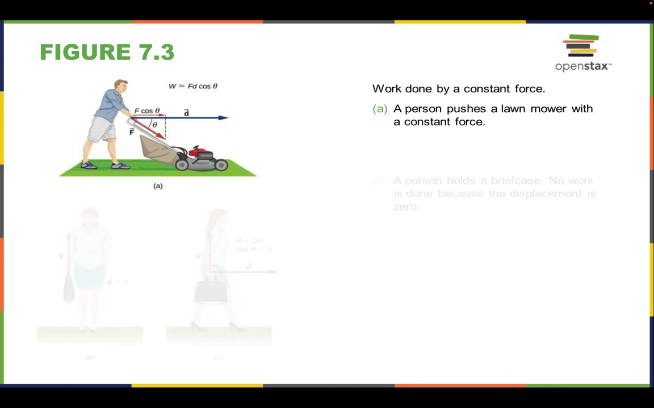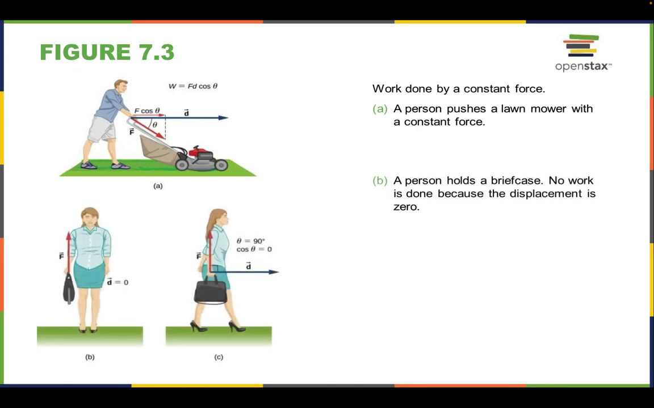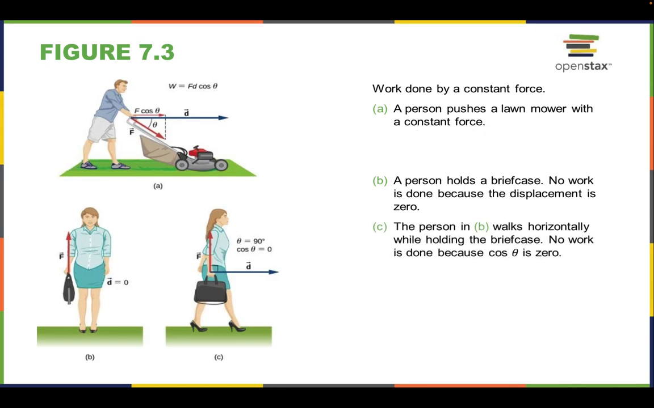Another example would be the person holding a briefcase and not moving. No work is done because the displacement is 0. But what about this person holding a briefcase and walking horizontally? No work is done now because the displacement vector and the force vector are perpendicular to one another. So the cosine of theta is 0.